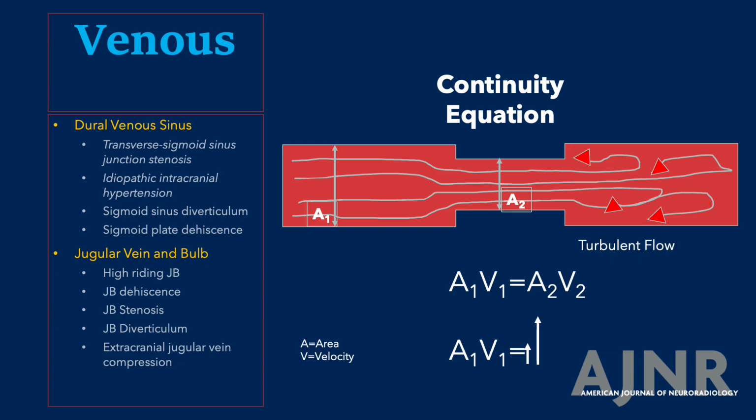It is also important to recall that the continuity equation for fluid dynamics states that there is constant flow through all regions of a pipe. Thus, a decrease in the diameter of a pipe, for example, in a region of stenosis, will lead to an increase in velocity and thus turbulent flow. And this turbulent flow is perceived as pulsatile tinnitus. This mechanism is relevant to some of our arterial and venous causes. So with that in mind, let's look at the venous category.